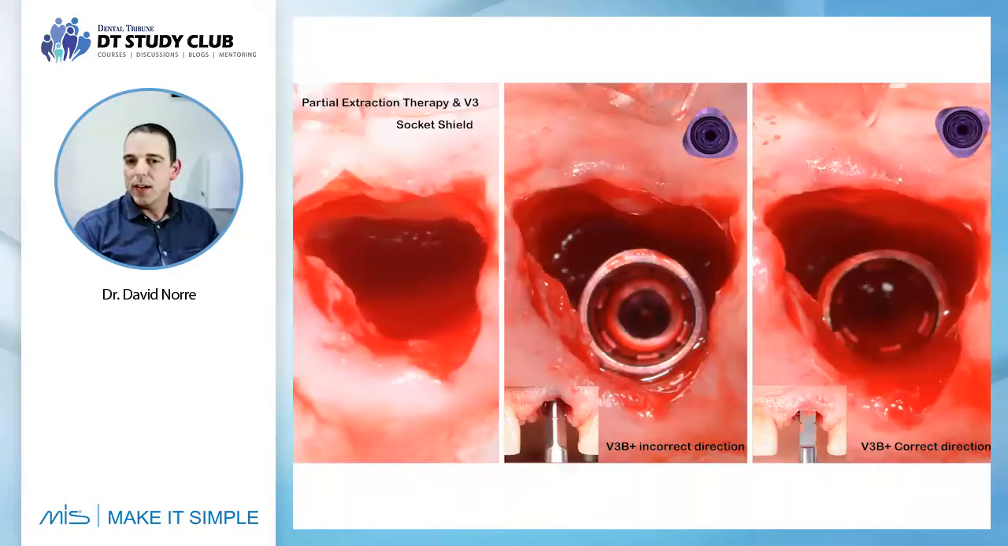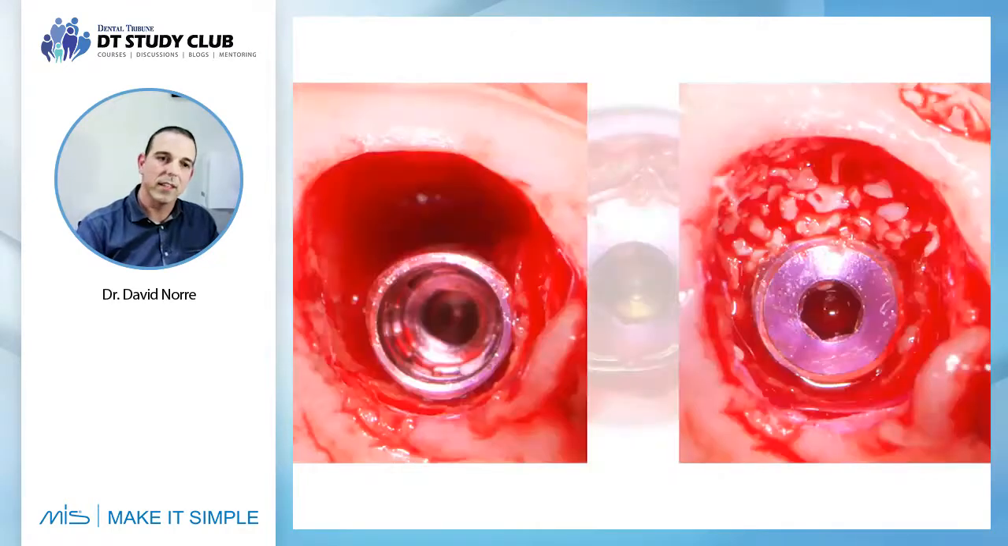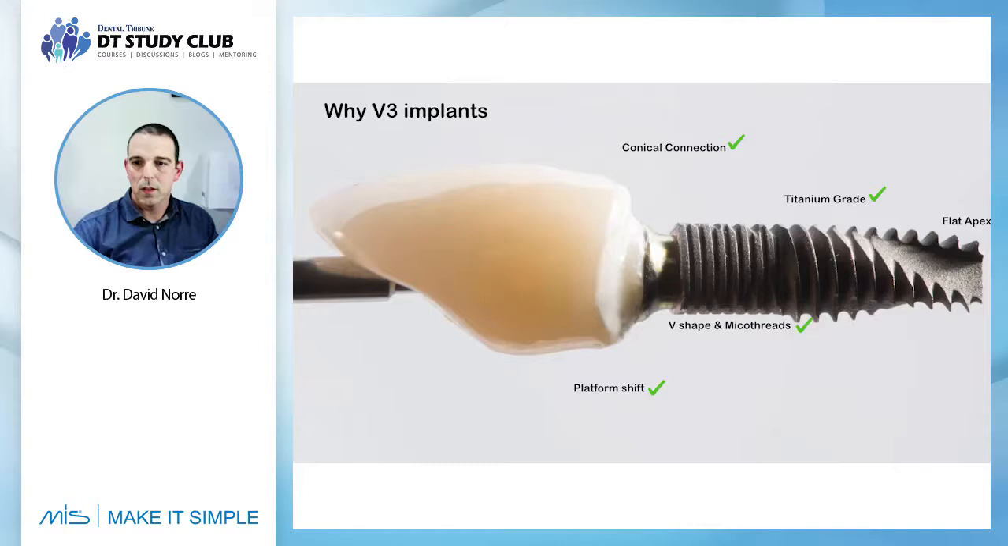The other benefit of the micro threads and the V shape is that in this case, for example, with a pocket seal technique, you put the flat side to the buccal. So you win more room and it's much easier to put the biomaterials in depth. Like in this one you can see, you win 0.3, 0.4 millimeters to better reach the biomaterials.